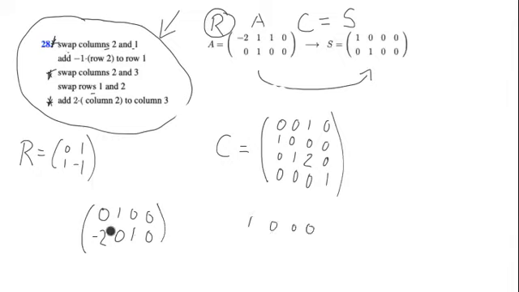And then this guy right here is going to say negative 2 times the top plus 1 times the third row. So if you have negative 2 times this row plus this row, notice the negative 2 and 2 will cancel. You're just left with 0, 1, 0, 0. Hey, that's what we wanted. Okay, so we were successful. So we have R times A times C is equal to S, and we're done.